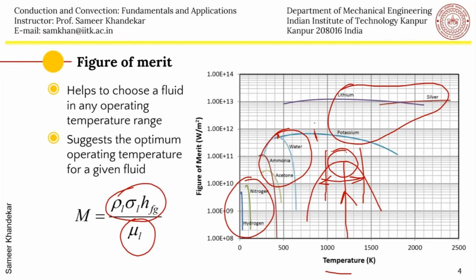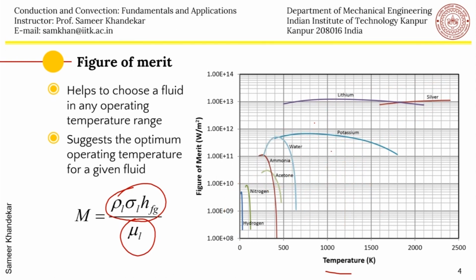I will clean it up so that you can see it clearly. Similarly, ammonia, the maxima comes somewhere here, and this is about 350 Kelvin or so, and so on. For lithium, the maxima usually comes here somewhere at about 1200 K. So in this way, you can sort of get a feeling of which fluid to be used.